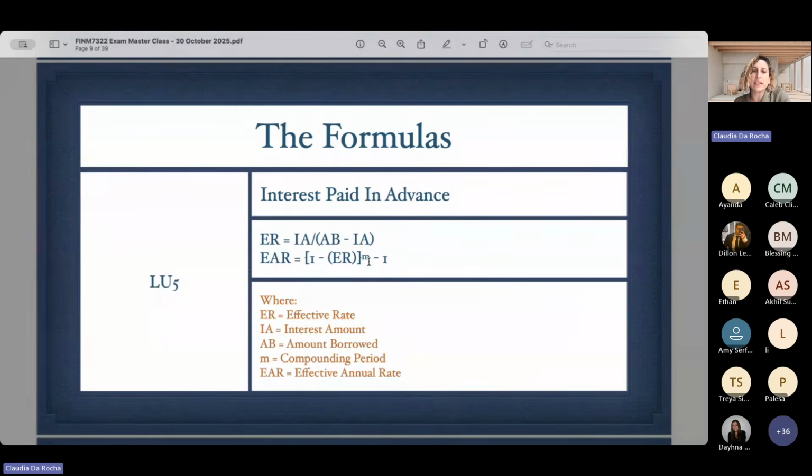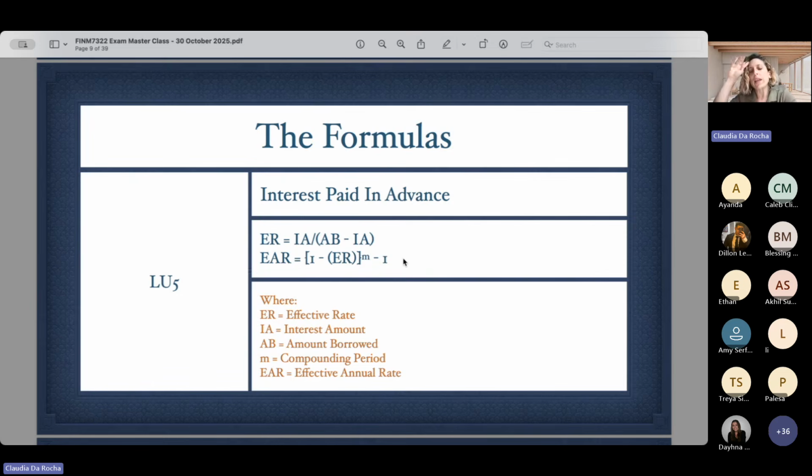Okay, then we have interest paid in advance. The only difference between the interest paid in advance and your interest paid on maturity is that we deduct the interest amount from the amount borrowed. So ER is equal to IA over AB minus IA when we're talking about interest paid in advance. When you are talking about interest paid on maturity, it's IA divided by AB. And the EAR stays the same. That does not change in terms of the formula. But obviously, you will then take your new value, your ER, and place it here and calculate.